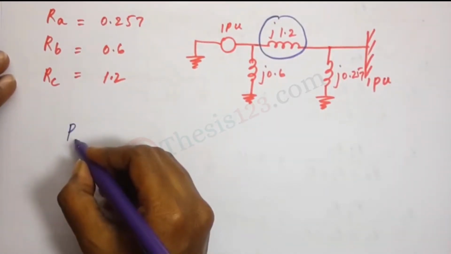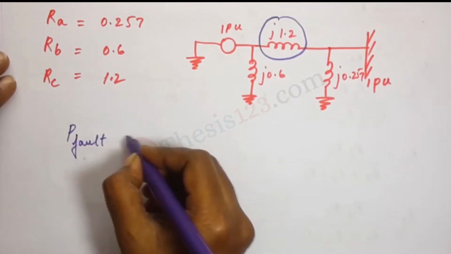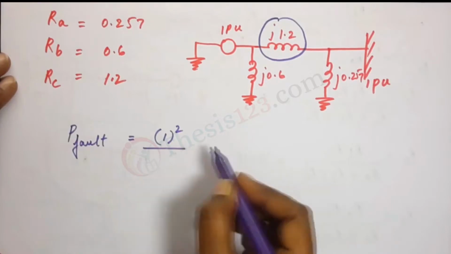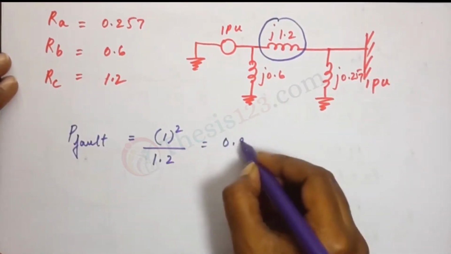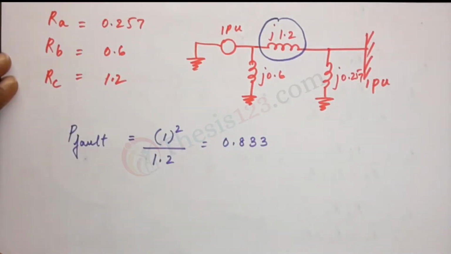So the power at faulted condition would be equal to V square, that's 1 square, divided by 1.2, and that results in 0.833. Now we can find out what the value of the ratio is.